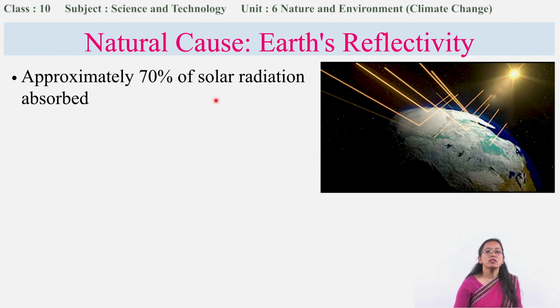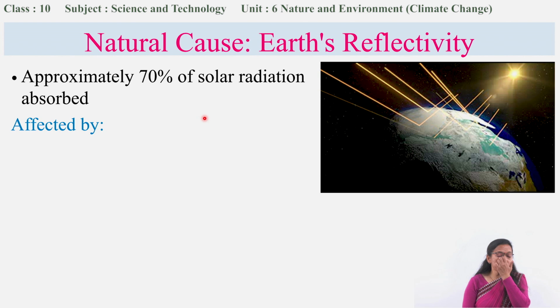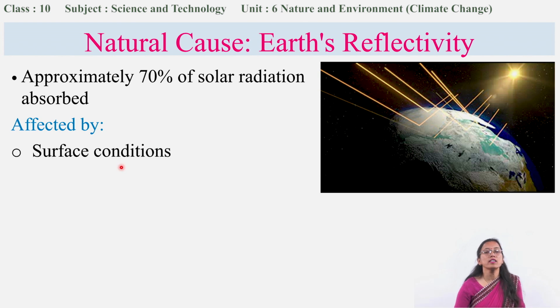Approximately 70% of solar radiation is absorbed by the earth. The remaining is reflected. It is affected by surface condition. That means how much it absorbs or reflects depends on the surface condition of the earth, just like you may have studied in grade 8, 9. A plain surface reflects more and a rough surface absorbs more. The color of the substance also matters. If it is black, it absorbs more. If it is white, it reflects more, like that.